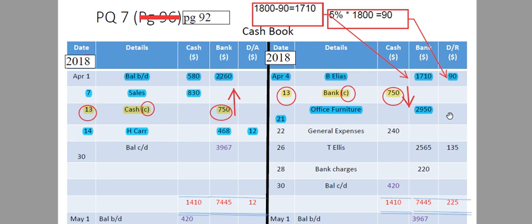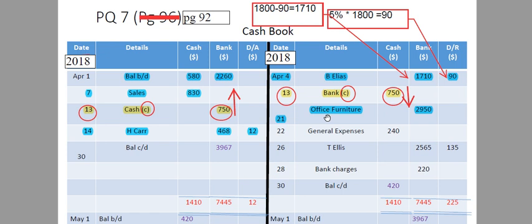A very common mistake is sometimes in the details you may end up writing purchases, but because the word purchase is there, don't be mistaken by the word purchase. If it is purchase of goods, then you can write purchases, but this is not purchase of goods. This is purchase of new office furniture, which is a non-current asset. So the entry would not go in the purchases account, it would go in the office furniture account. So if you write purchases here, it'll be wrong and you will lose 1 mark for that.